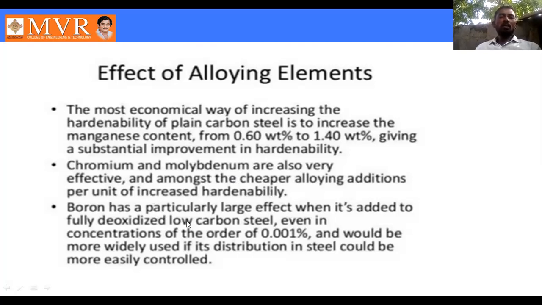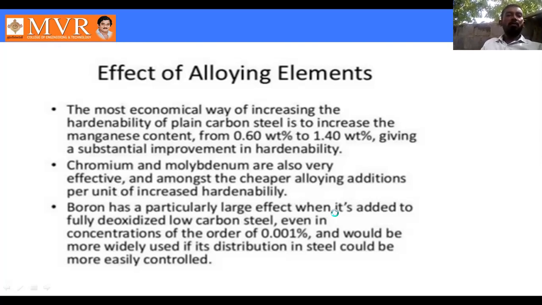Boron has a particularly large effect. When it is added to fully deoxidized low carbon steels, even in a concentration of the order of 0.001 percent, the distribution in steels can be more easily controlled. So by using boron in low alloy steels, we can see a large effect.